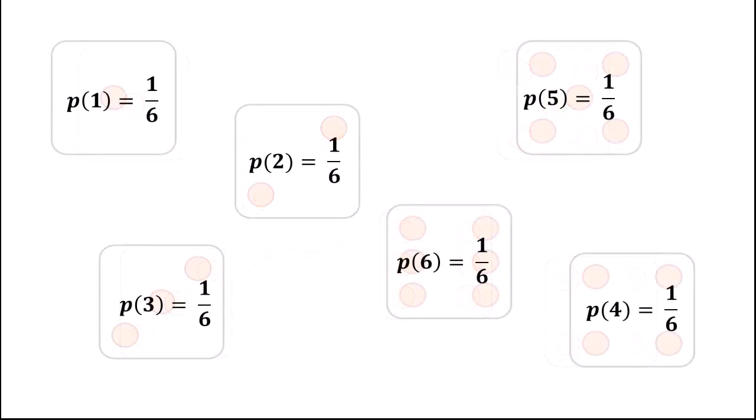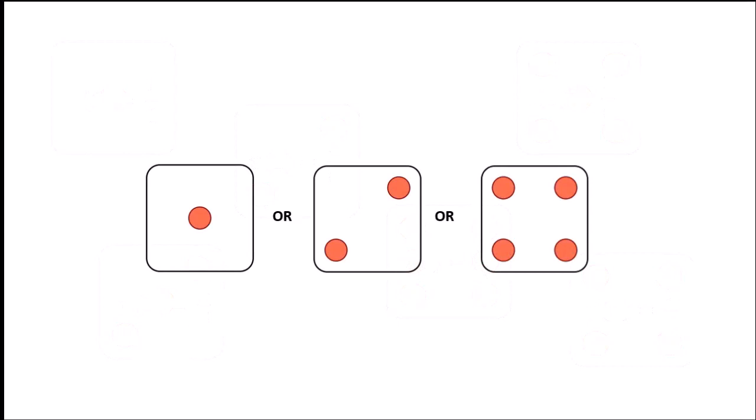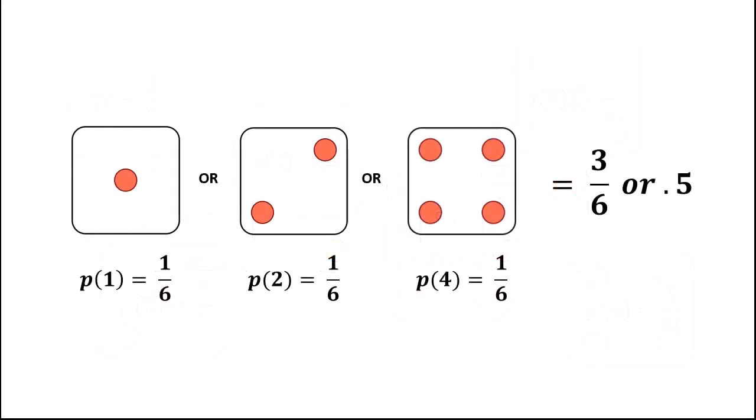What's the probability of rolling a 1, a 2, or a 4? Well, if you said 3/6 or 1/2, 0.5, you were correct. This makes intuitive sense as well. All probabilities, I should say, follow the addition rule. If you add up the probability of each event independent of the other events, that gives you the probability of producing any of the outcomes that you're going to specify.